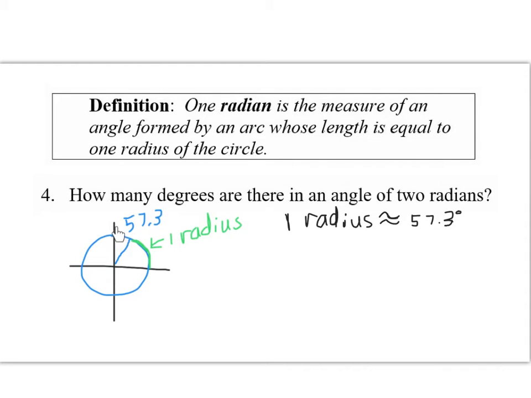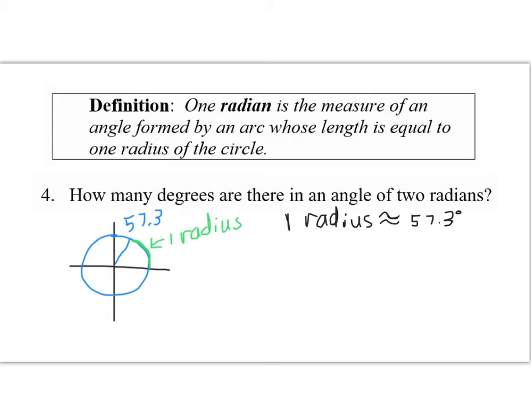And that idea, regardless of how big the radius was, gives us the idea that we can actually measure angles using something other than degrees. We can talk about measuring angles by how many radii they span out. So 1 radian is the measure of an angle formed by an arc whose length is equal to 1 radius of the circle. That's what we're going to call a radian. The rest of the problems on this back side of the sheet are to get you familiar with measuring angles in radians as opposed to degrees.